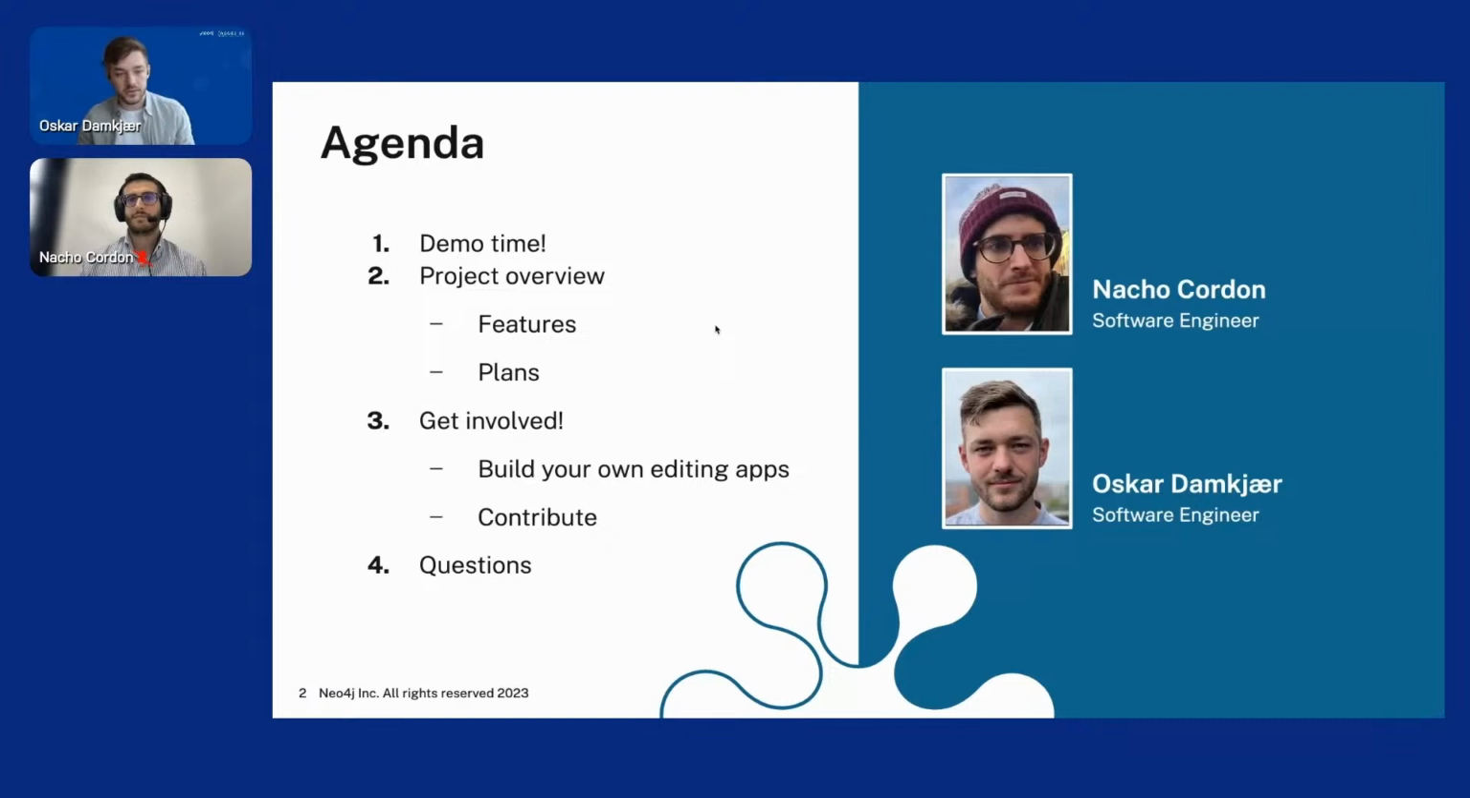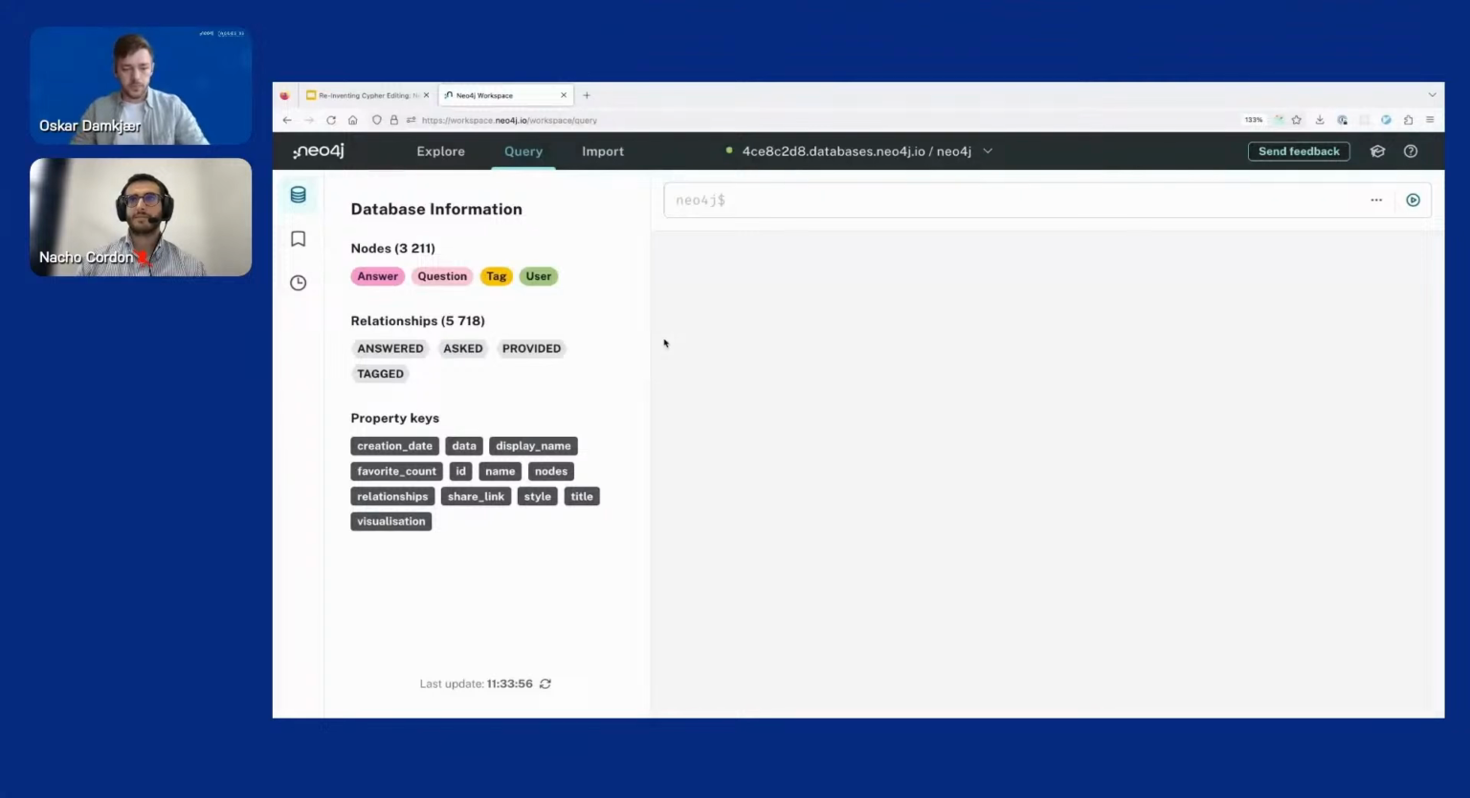Without further ado, I'll kick us off with the demo then. Here I've got a Neo4j workspace running. You can access it through Aura or just by visiting the workspace.neo4j.io domain. And right now we have live here, if you press this menu, you can turn on the new experimental editor.